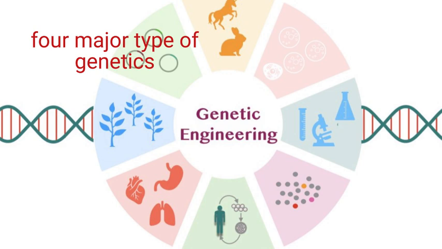Examples. An example of classical genetics would be the study of the inheritance of flower color in pea plants. An example of molecular genetics would be the study of how mutations in the BRCA1 gene increase the risk of breast and ovarian cancer. An example of population genetics would be the study of how genetic variation changes in a population of fruit flies over time.